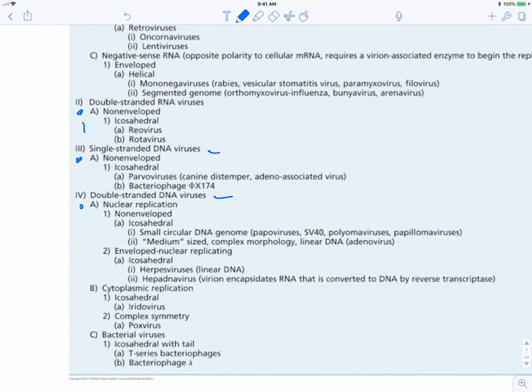And so, by this classification, we can also subclassify the viruses by the shape of their capsid and whether they are enveloped or not. Enveloped meaning that when they bud out of the host cell, they take part of the membrane with them.